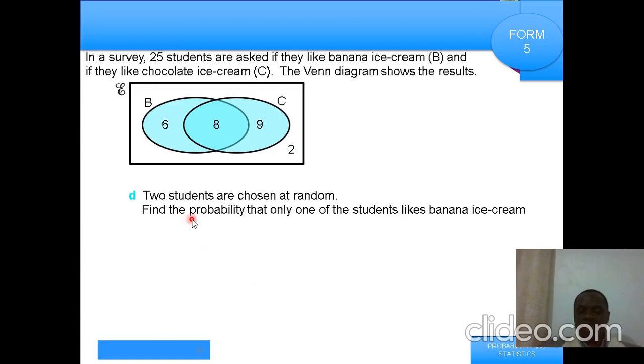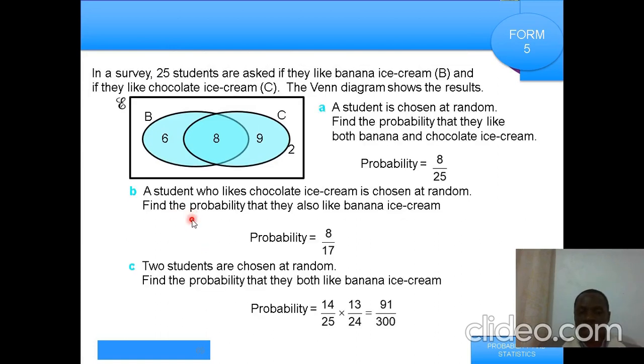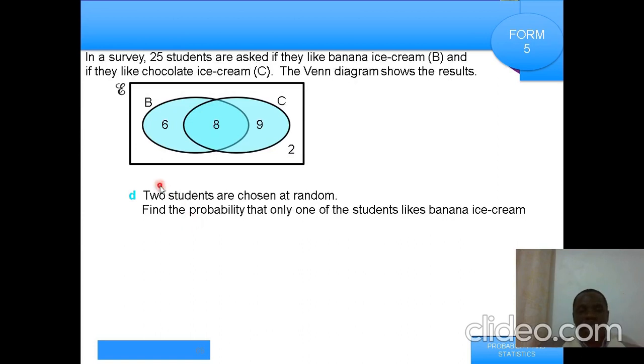There's another question, D. Okay, did you see this? So 91 over 300. Then there's another one. Two students are chosen at random. Find the probability that only one of the students likes banana ice cream. Now remember from the tree diagram, this is the same question. Two students are chosen at random. Find the probability that only one. So two students are chosen, only one of them likes banana ice cream.